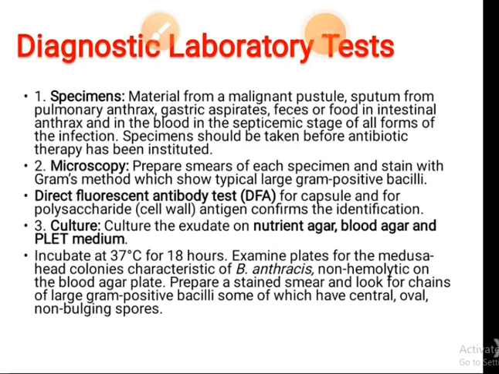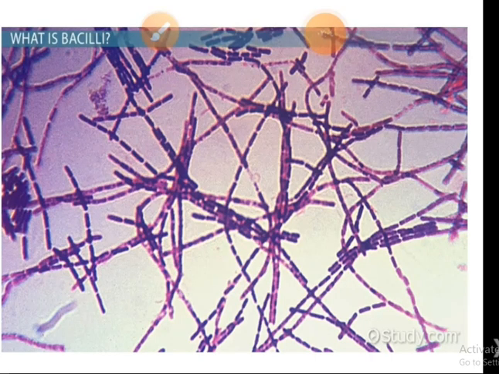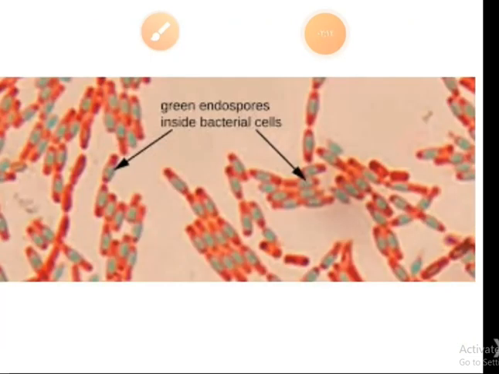And on PLET medium, when it grows, it means that the microorganism is Bacillus anthracis because it's a selective culture medium for Bacillus anthracis. We prepare a smear from the culture and look for chains of long, large gram-positive bacilli, and the spore is central, oval, non-bulging. This is spore staining showing the spore inside the bacillus, which is stained green in color, and the bacillus is stained with safranin red in color. This is not a Gram stain. This is the spore staining method.